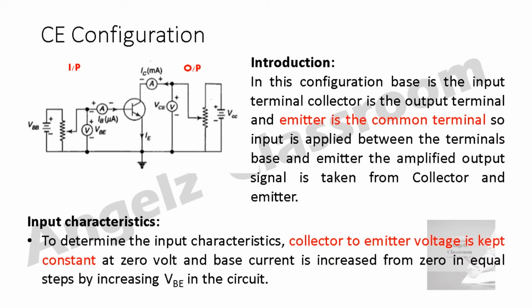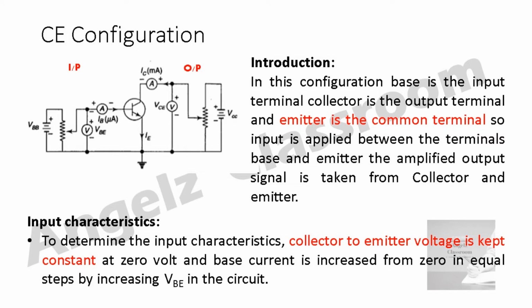First thing we are going to see is common emitter configuration. In this configuration, the base is going to be your input terminal, collector is going to be the output terminal and your emitter is going to be the common terminal. Since it is a common emitter terminal, I am going to ground that particular terminal.